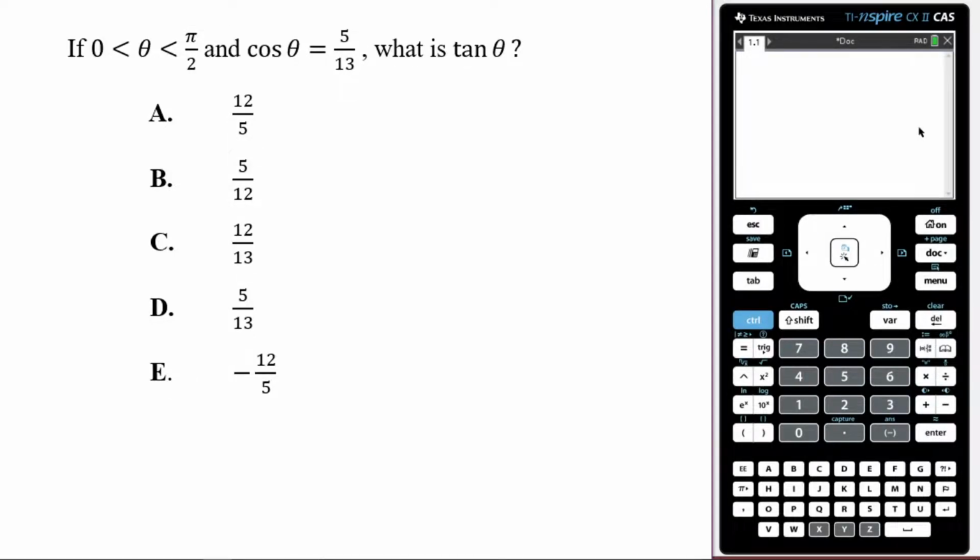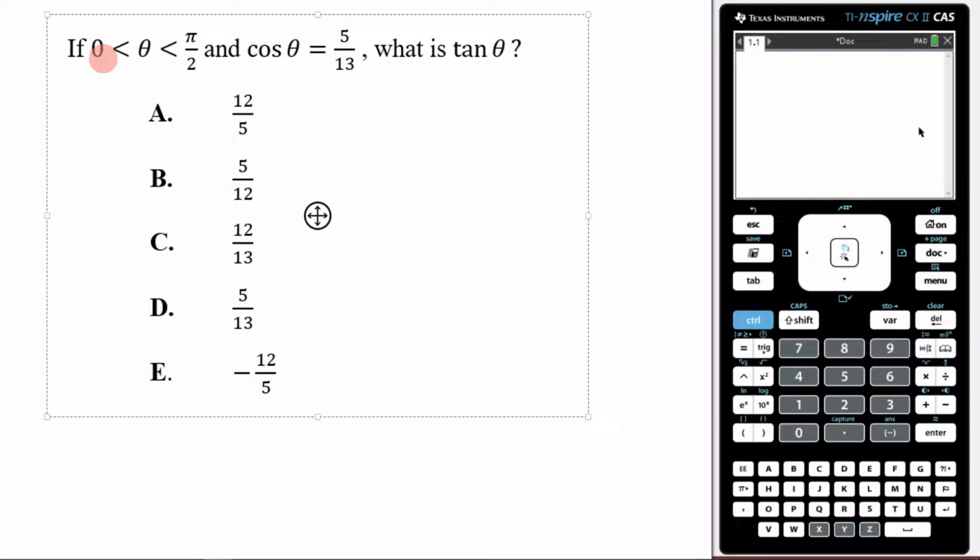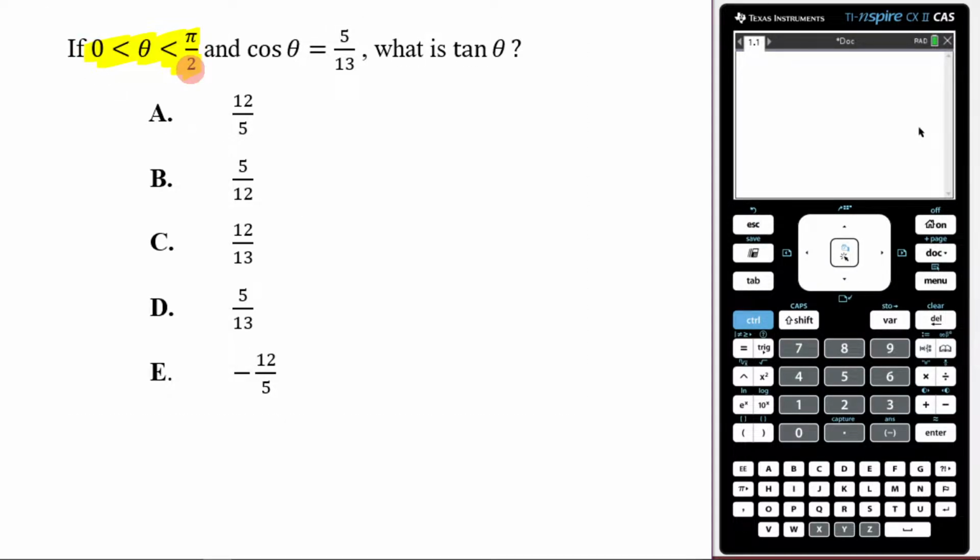We're going to answer this question before us. It is a trigonometry question, everyone's favorite. It says, if theta is between 0 and pi on 2, so that's our domain there, and cos of theta is 5 on 13, what is tan of theta?